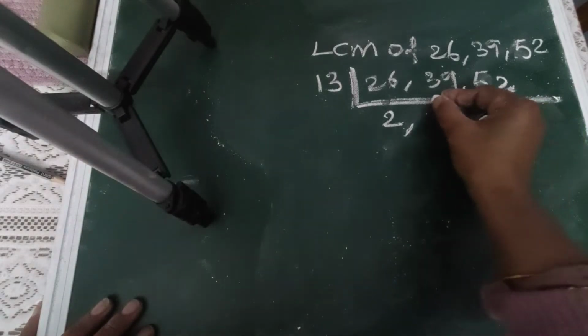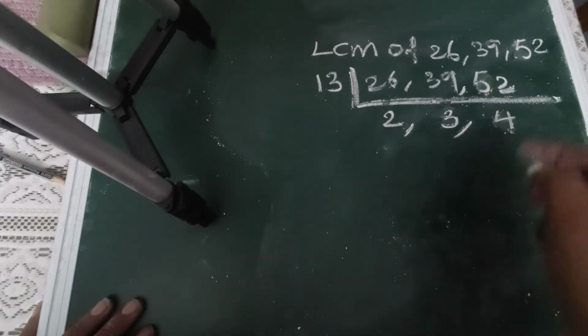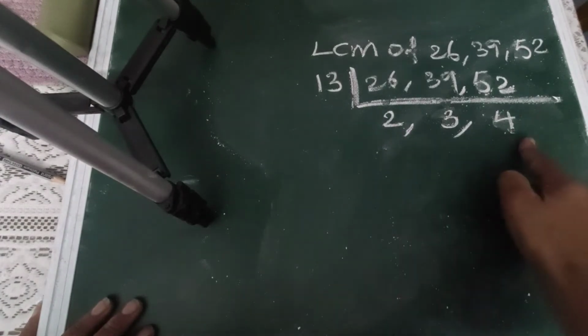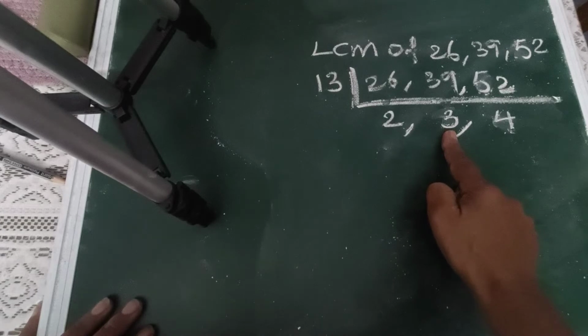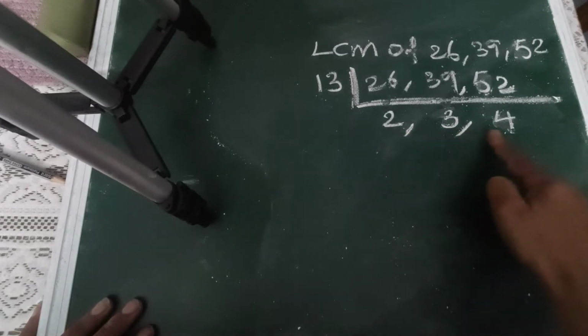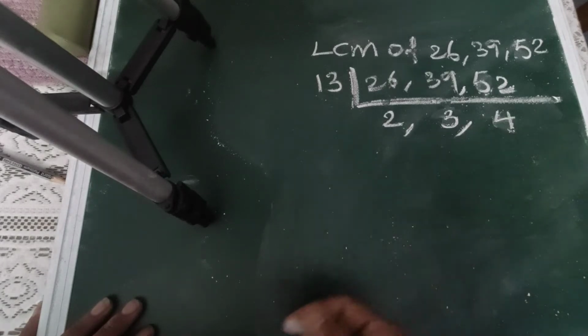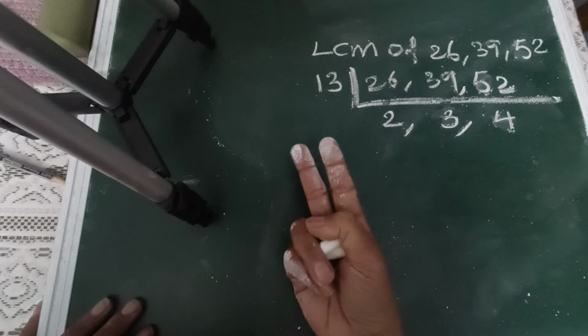Now, you check whether all the three numbers come in the same table. 2, 3 and 4. 2 and 4 are even numbers, but 3 is not an even number. We cannot divide it by 2. So all the three numbers don't have a common factor. Then you check whether any two numbers have a common factor.